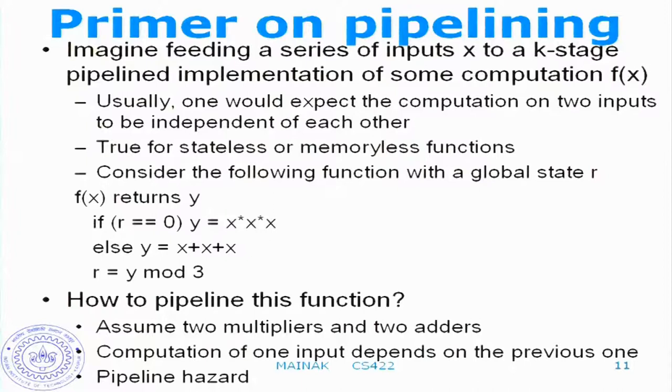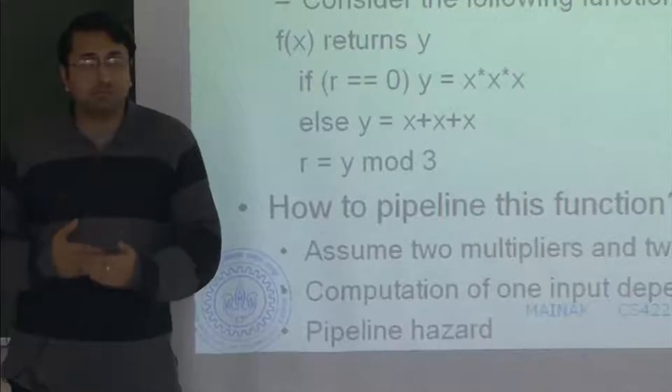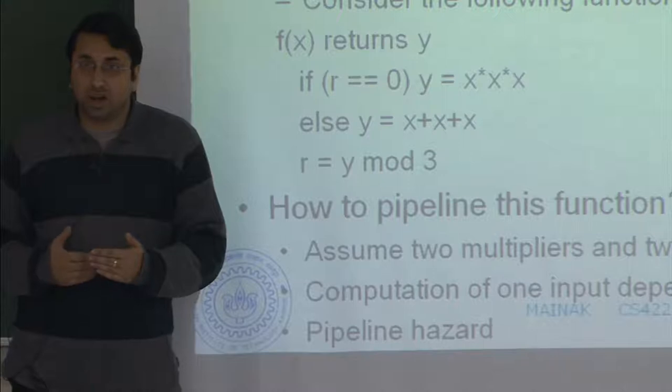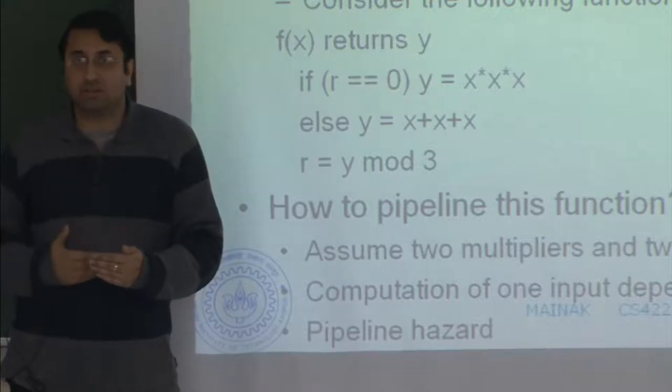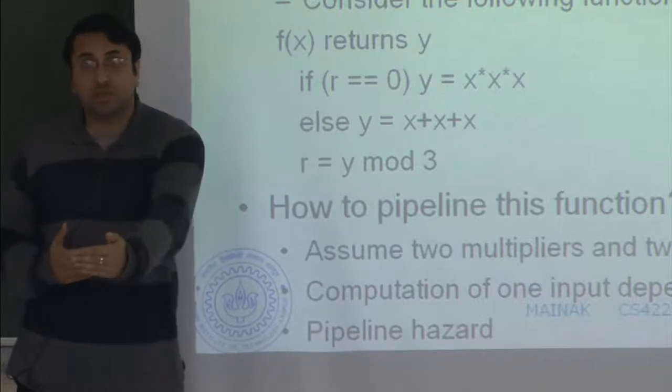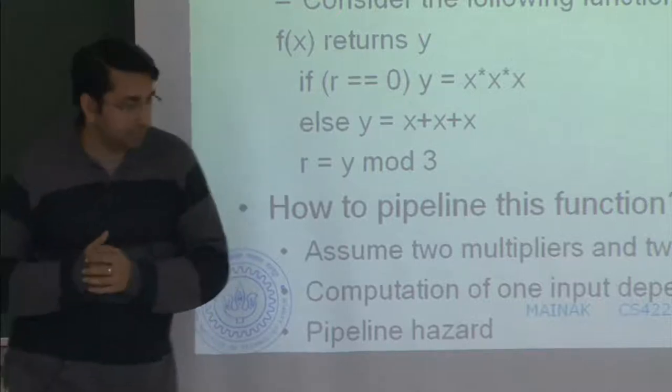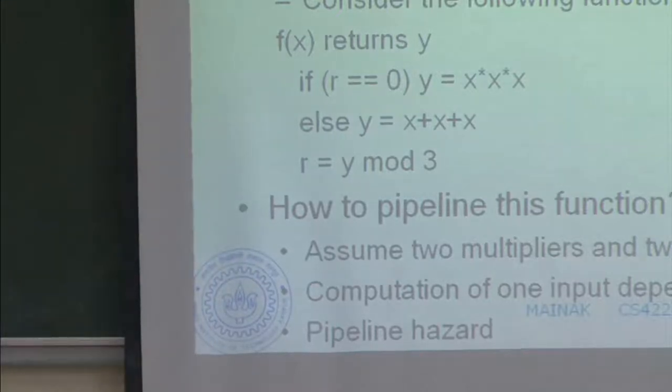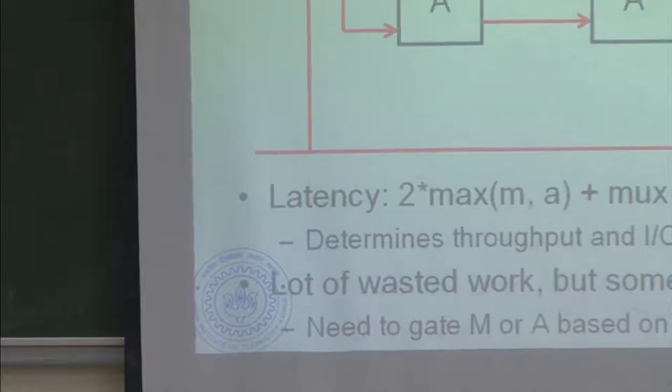Computation of one input depends on the previous one. That's pretty obvious, right? Because the value of R is going to change. So these are called pipeline hazards. That is, now the two inputs cannot be computed independently. I cannot compute a particular value ignoring the history of the pipeline. That's impossible. So let's see how to pipeline this one.